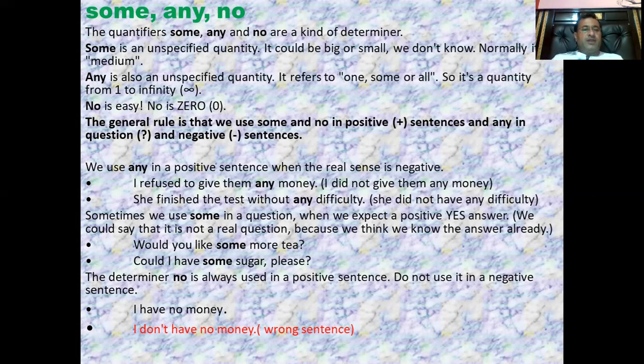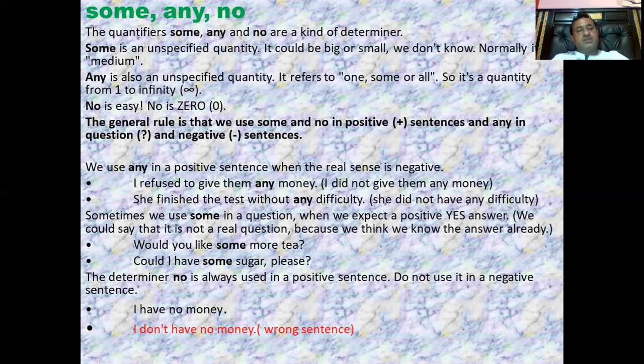For example, I refuse to give them any money. This sentence seems to be positive, but in the real sense, what does it mean? It means I did not give them any money. So the real sense is negative. She finished the test without any difficulty. I mean, there was no difficulty for her to finish the test. So we use any in a positive sentence when the real sense is negative.